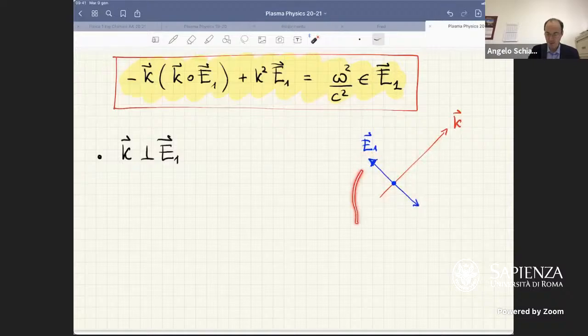So when we build up the electric field in space, we'll see that the electric field will be oscillating this way along the propagation direction. So this is called the transverse waves case. Transverse waves.